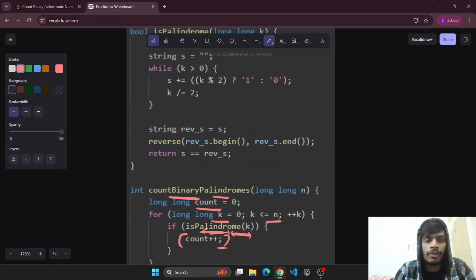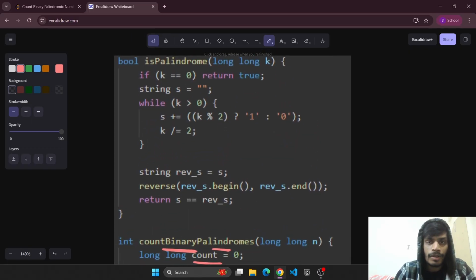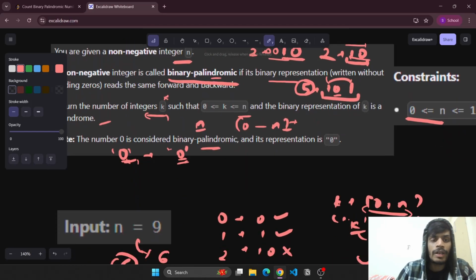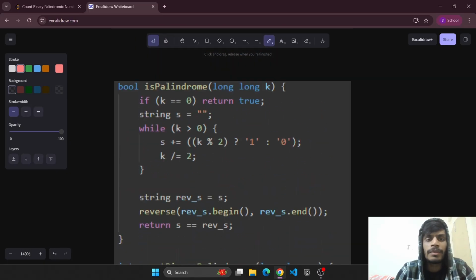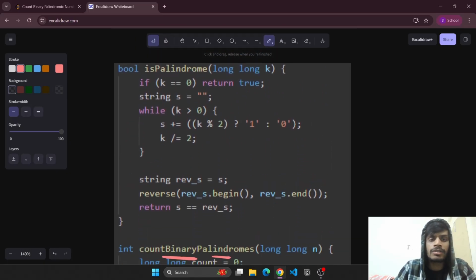Now let's see the isPalindrome function. If k is equal to 0, then since we were explicitly given that the number 0 is considered binary palindromic, we'll simply return true. Now create an empty string. While k is greater than 0, meaning the MSB is still present, we'll add to s: if k%2 is equal to 1, then we'll push 1, else we'll push 0.